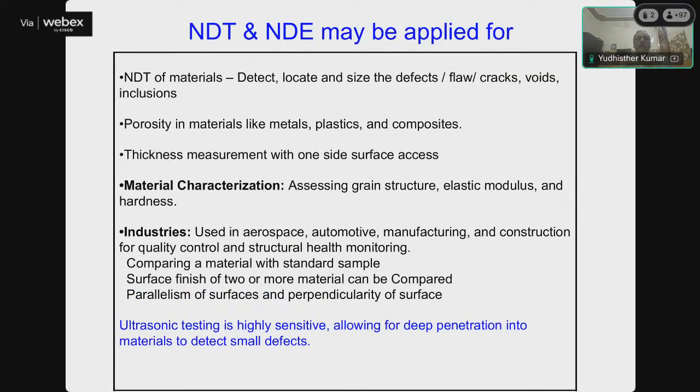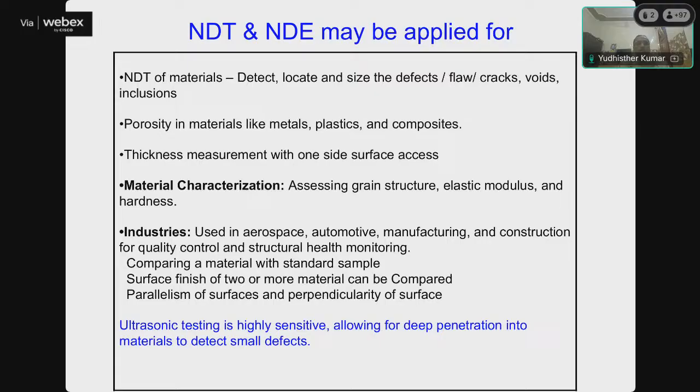So NDT and NDE may be applied, this slide shows, for materials to detect, locate, and size the defect, flaw, cracks, voids, or inclusions. Porosity in materials like metals, plastic, and composites. Thickness measurement with one side surface access. Material characterization assessing grain structure, elastic modulus, and hardness. Industries used in aerospace, automotive, manufacturing, and construction for quality control and structural health monitoring.